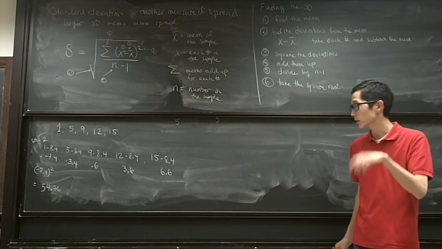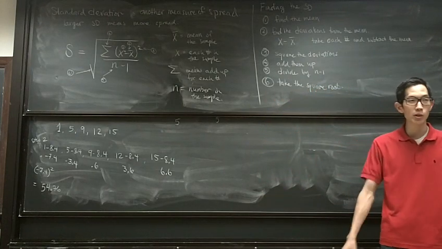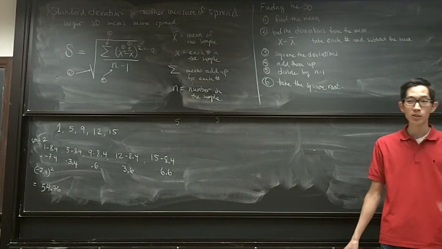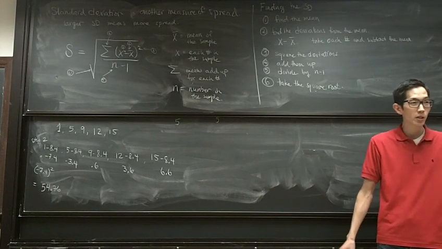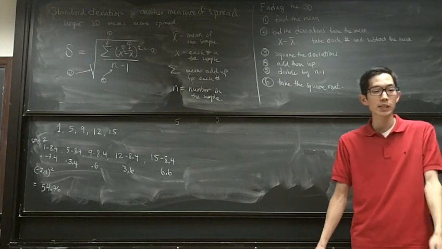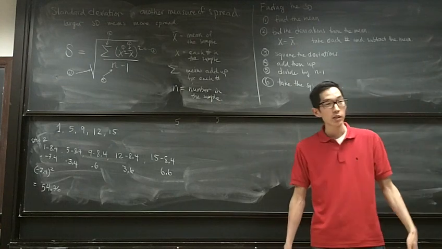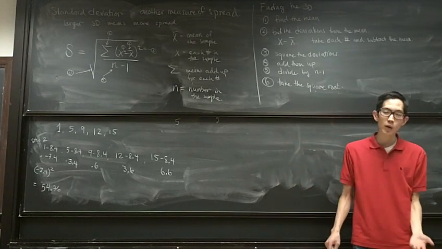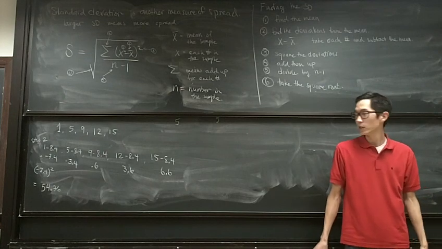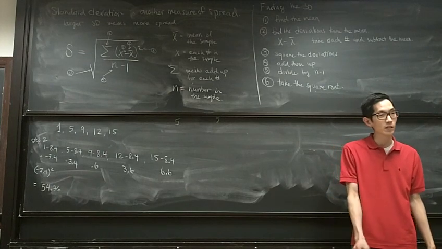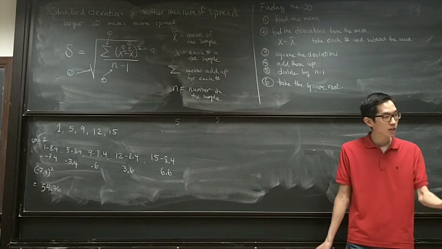Multiply it by itself, okay? So negative 7.4 squared is what? Negative 7.4 times negative 7.4. Anytime you multiply a negative by itself, you get a positive number, okay? So why would the calculator give you negative 54.76? Because you're not squaring the negative.